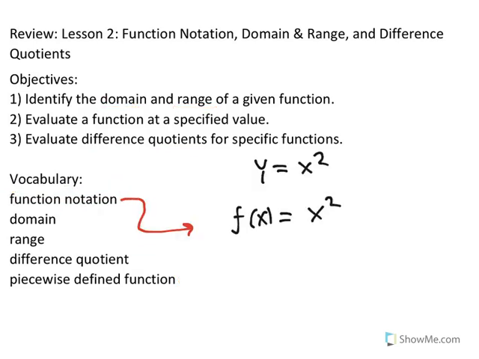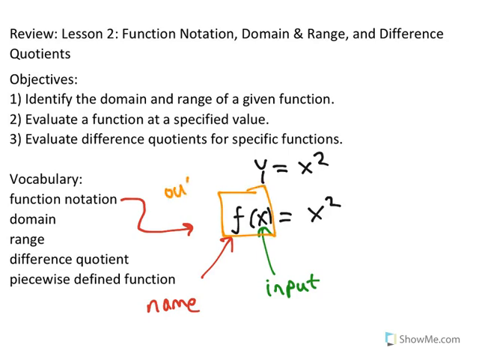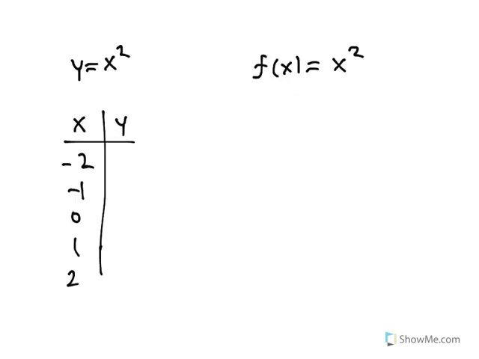In function notation, you're giving a name to a function. So now our function has the name f. And this part is called the input for the function, and the whole thing here is called the output of the function. So we know that for a function, you have input values, which are elements of the domain, and you have output values, which are elements of the range.